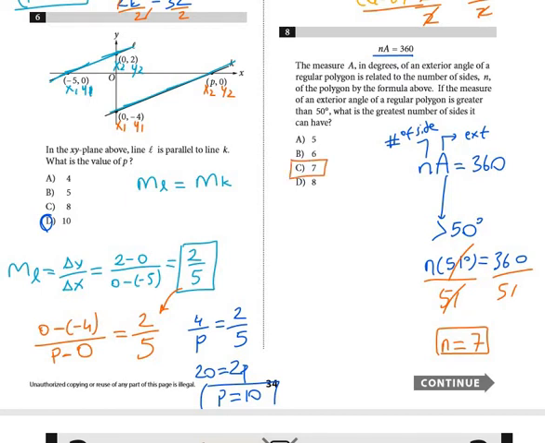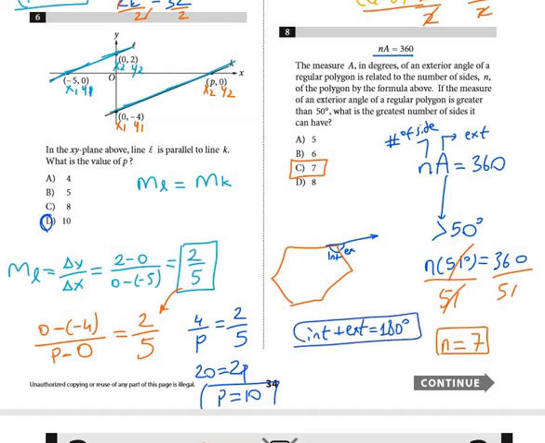This is the answer. And I would like to give extra information. If we have a polygon, let's say this polygon, any interior angle plus any exterior angle is equal to 180 degrees. This is just extra information for different questions. Alright, let's go to the next question.